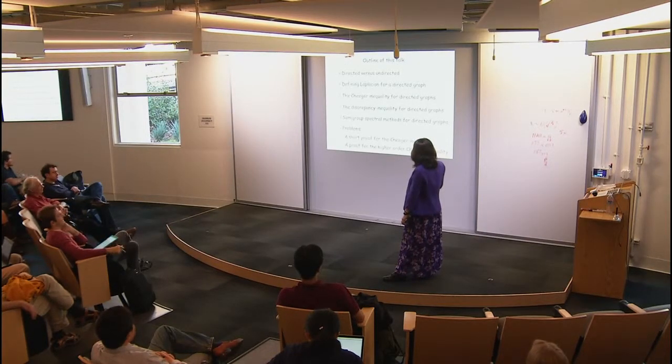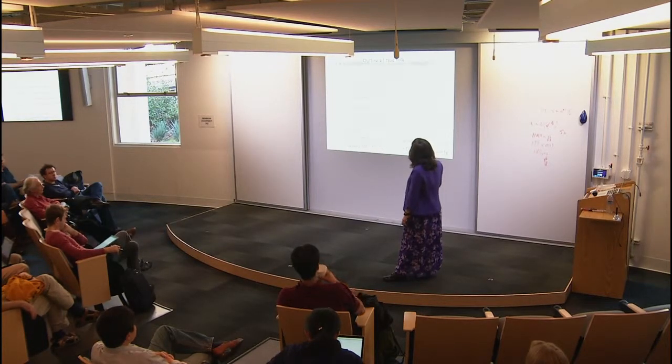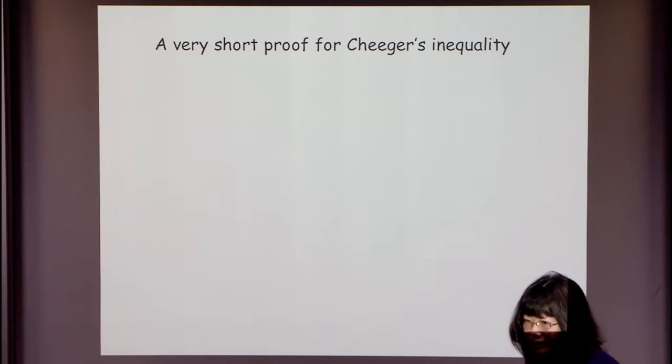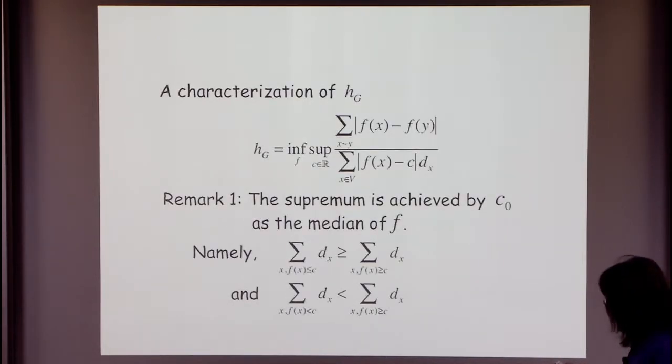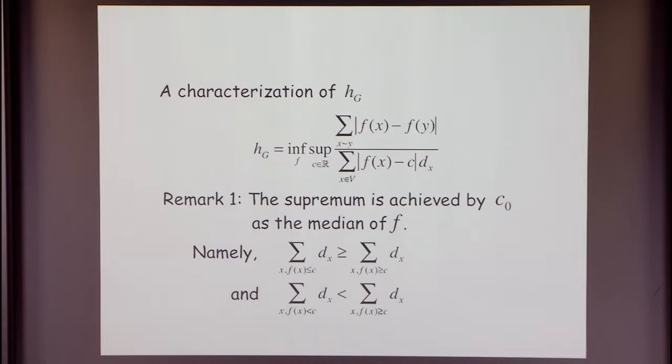So what I want to do first are these short proofs. Let's do a very short proof for the Cheeger inequality. This will be in my updated book. But before I do that, I need to do a characterization of the Cheeger constant. One way to do the Cheeger constant is that instead of the Dirichlet sum, which uses two norms, here we have one norm. This is just the absolute value, sum over all edges, of the difference of the function values.